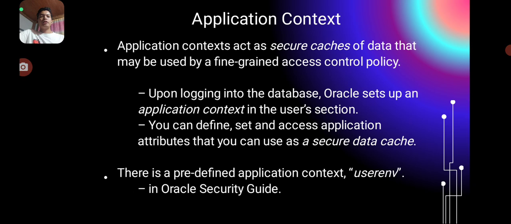So application contexts act as secure caches of data that may be used by a fine-grained access control policy. Upon logging into the database, Oracle sets up an application context in the user's session. You can define, set, and access application attributes that you can use as a secure data cache. There is a predefined application context, which we call USERENV, in the Oracle Security Guide.